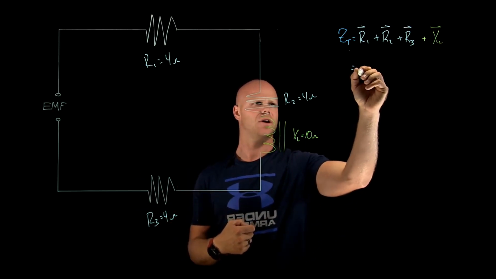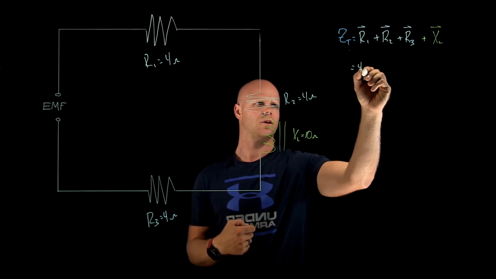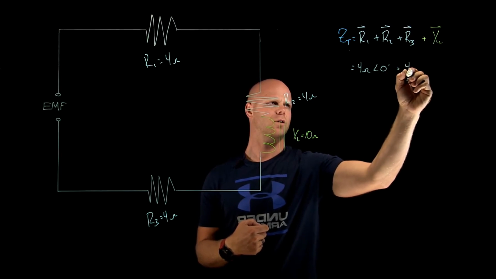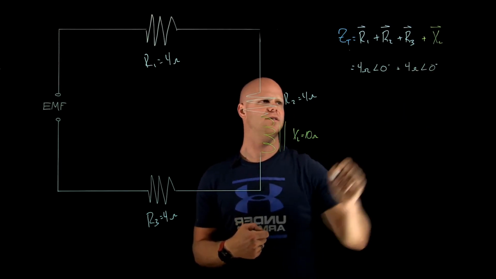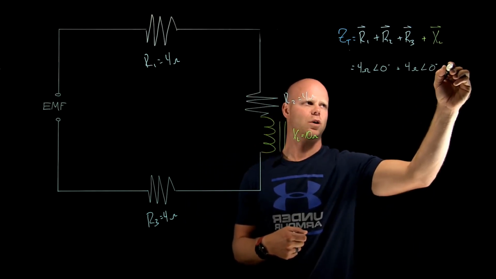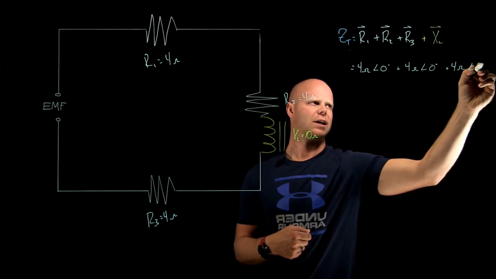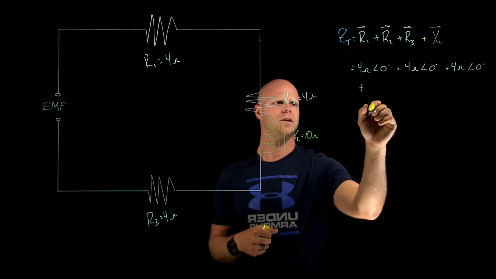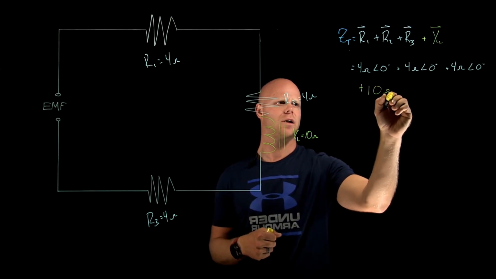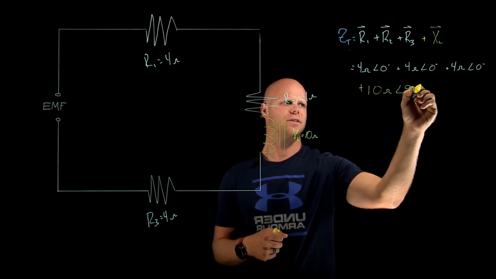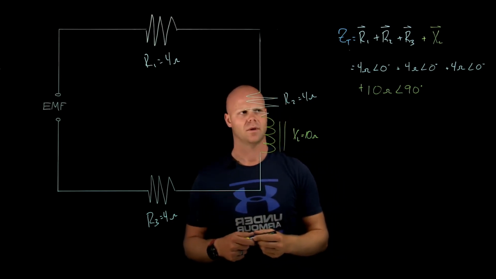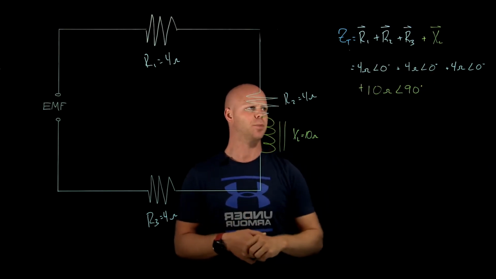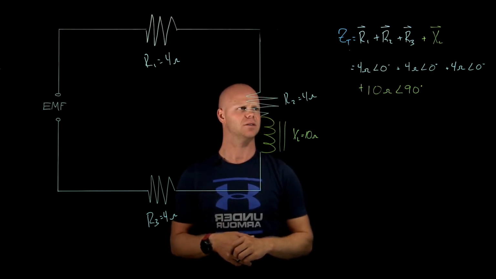So I will have 4 ohms at 0 degrees plus 4 ohms at 0 degrees plus 4 ohms at 0 degrees plus my 10 ohms at 90 degrees. So those are my 4 components added at their appropriate phase angles.